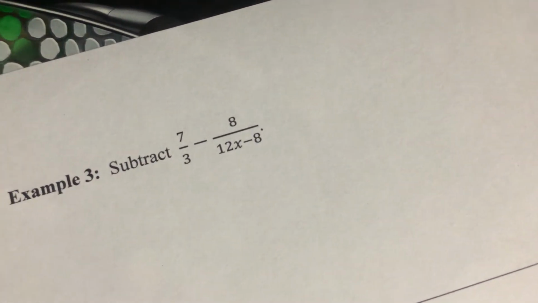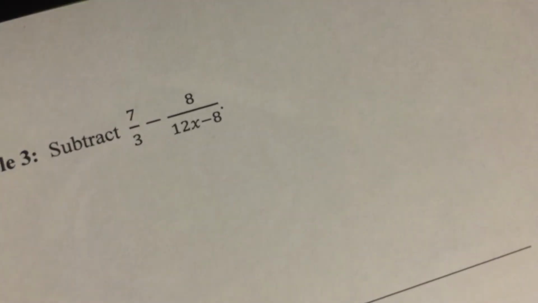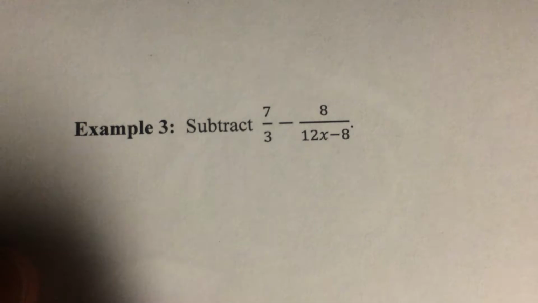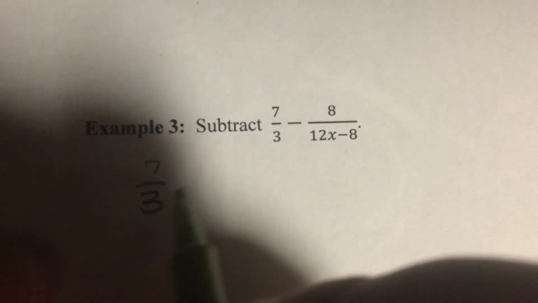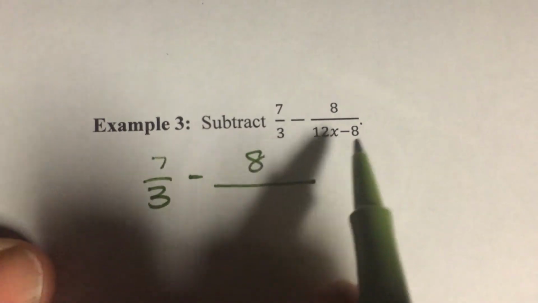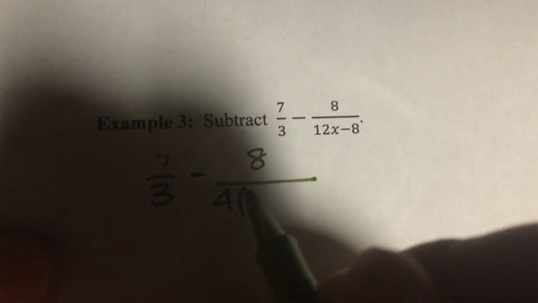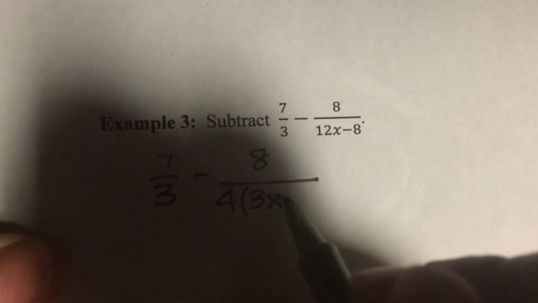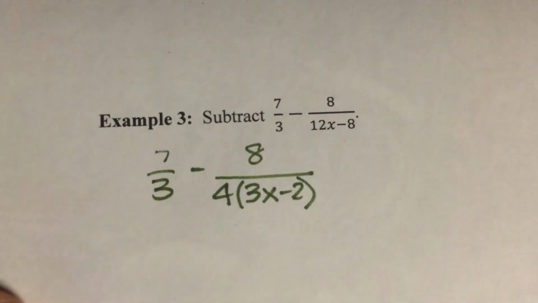Okay, all right, let's keep moving on. We're on the last page. This time we're subtracting. The process isn't any different except that you're just subtracting this time. So, all right. So let's factor first. We've got 7 over 3 minus 8 times, let's see, biggest number that goes into 12 and 8 is 4. So 3x minus 2, just like that.